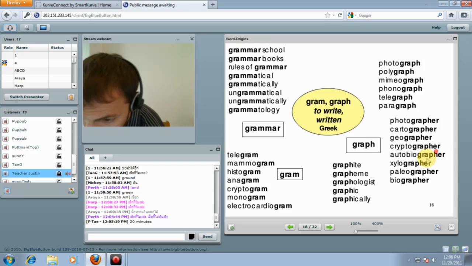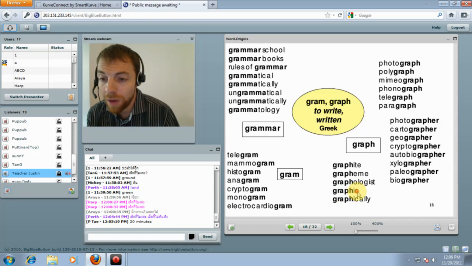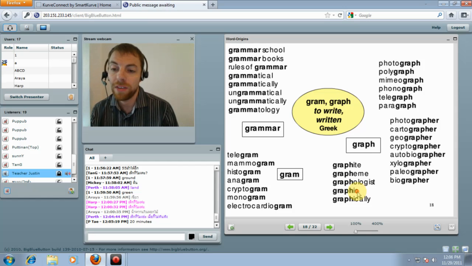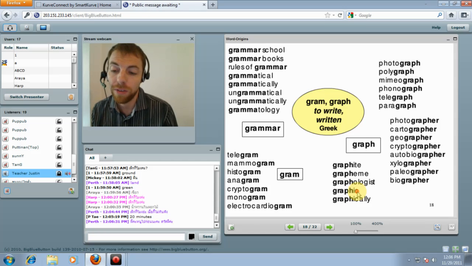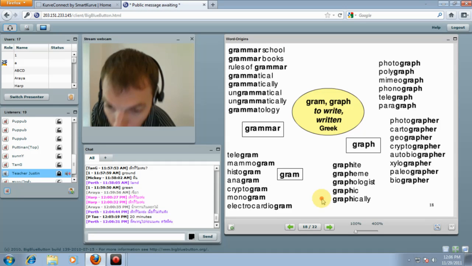I'm trying to think of some other really important ones we're going to use a lot here. Graphic is important as well. Graphic usually is about a picture, but it's a picture that helps give you information and goes with writing. A graphic helps support and helps make writing easier to understand.